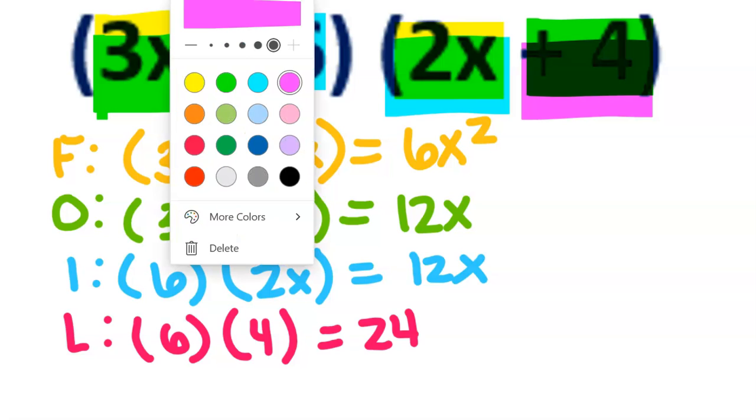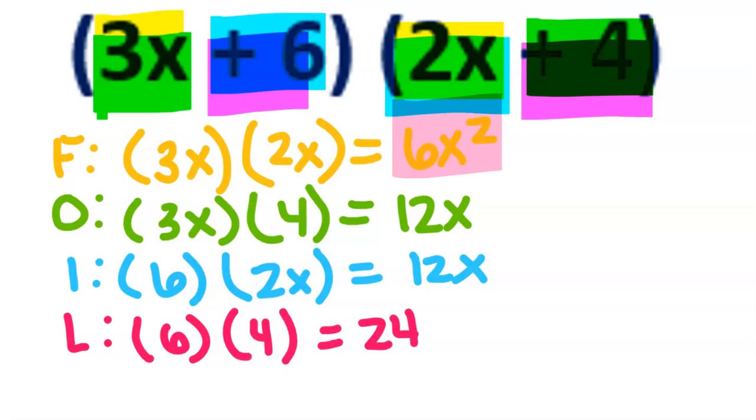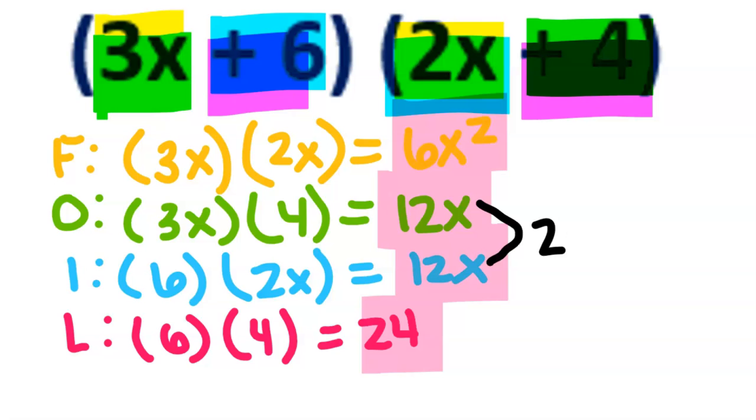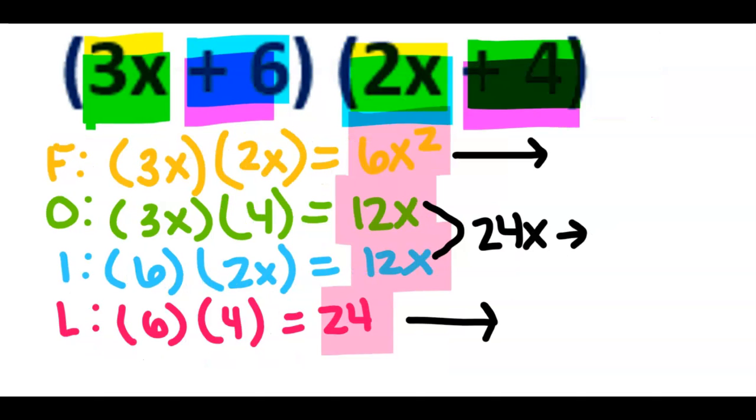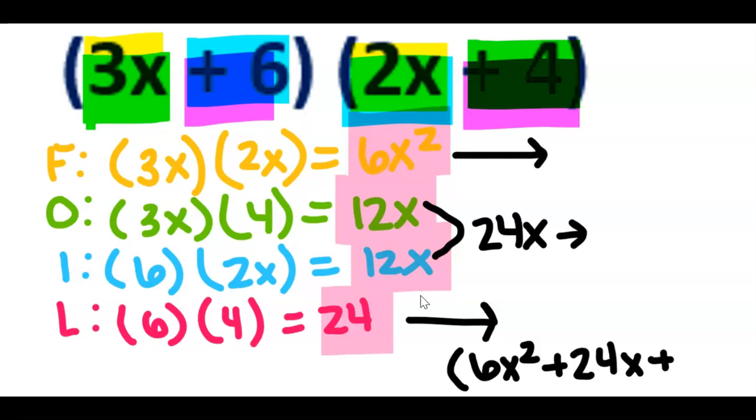Now, we're going to take all of these numbers that we got, and we're going to combine the like terms that we have, and then we're going to place them in standard form. So we need to combine the two x's together to get 24x. So we're going to take 6x squared and 24x and 24, and we're going to put them together for a solution of 6x squared plus 24x plus 24.